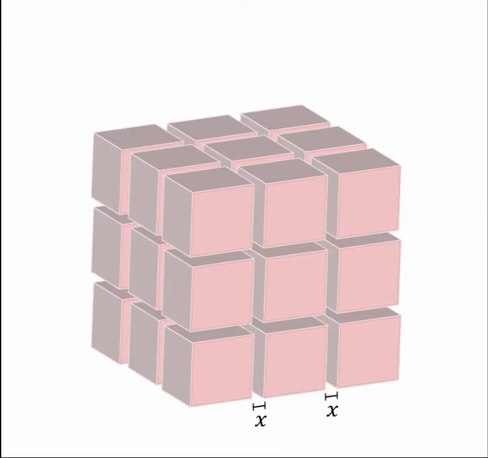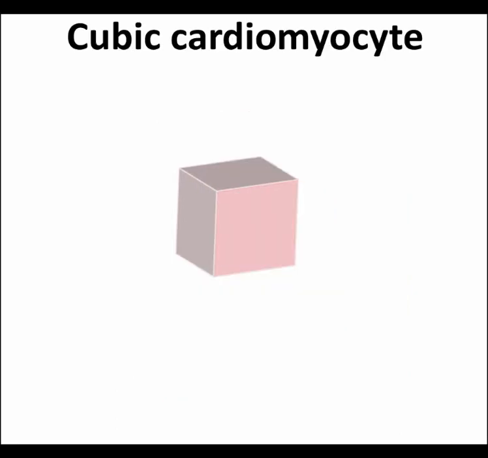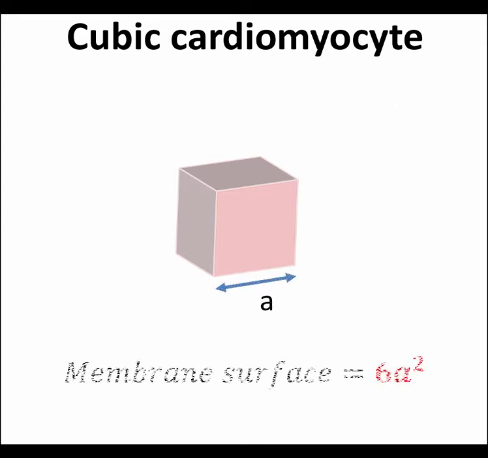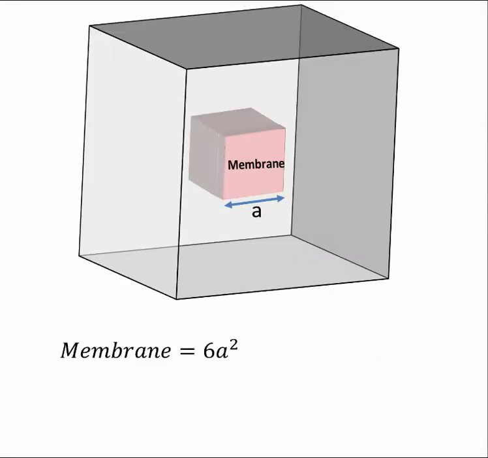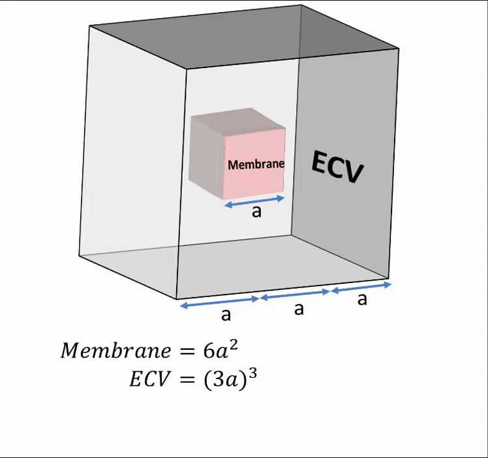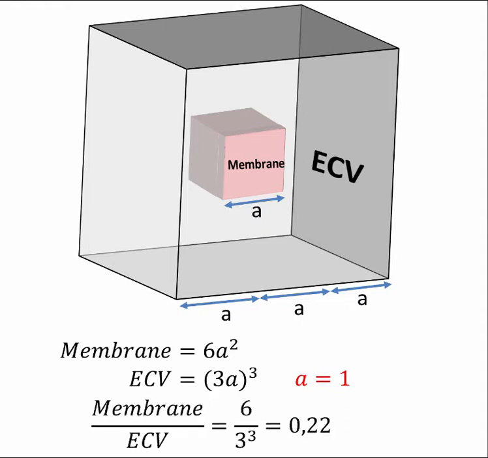section with cubic cells. Let's assume that we have a cubic cardiomyocyte with a length A and a membrane surface of 6A squared. The cubic cell resides in a cubic chamber with the size 3A, and hence the volume of 3A cubed. If we only want to explore the relation between membrane surface and surrounding extracellular volume, we can simplify by letting A be equal to 1, and we get the relation 0.22. Unit extracellular volume is roughly 5 times larger than a unit membrane surface area.